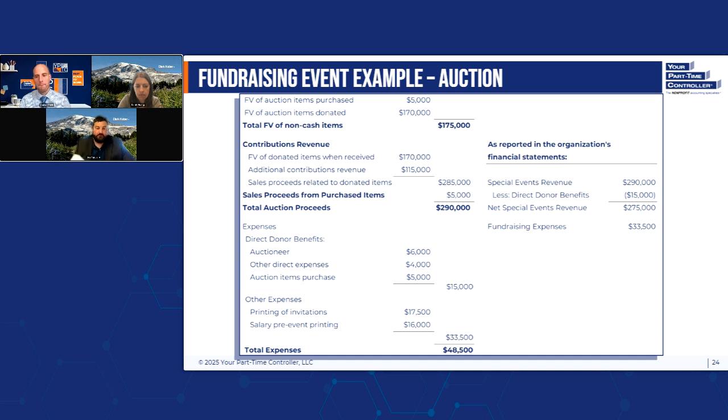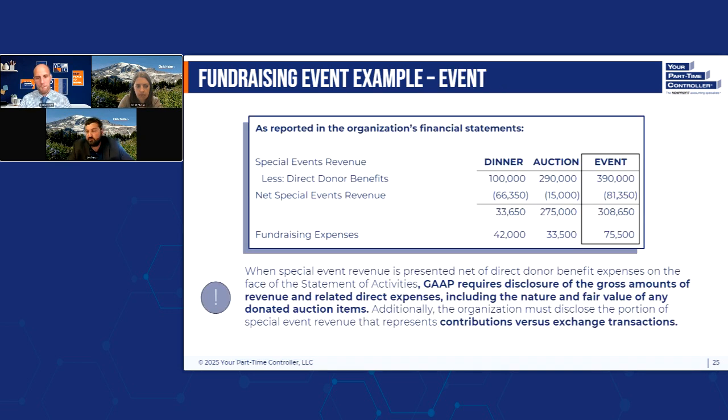All right. Going on to the next slide here, all of these different items will be totaled to get onto the actual financial statement. So the total event is going to have raised $390,000 of revenue. You're going to have direct donor benefits of about $81,350 to get to net special event revenue of $308,650, which is normally the number that I see on the face of the financial statements. You're going to have the fundraising expenses of $75,500.